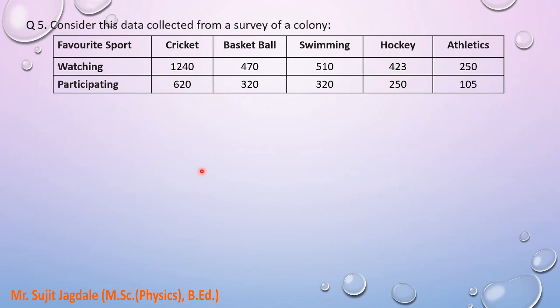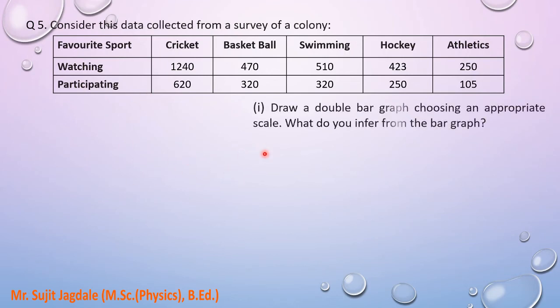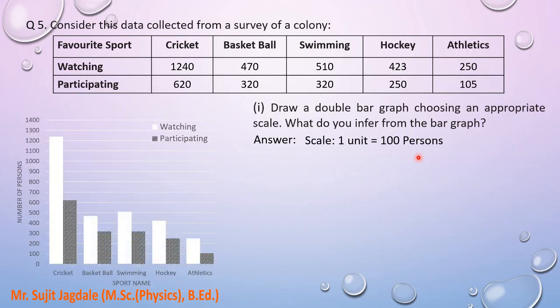Now, the important step before that: the question is, draw a double bar graph choosing an appropriate scale. What do you infer from the bar graph? Inferring means finding what type of information is given. Here the largest value is 1240, so we are going to take a larger scale. So what will be the scale? 1 unit is equal to 100 persons, that is our scale. By using that scale, we have drawn that data.